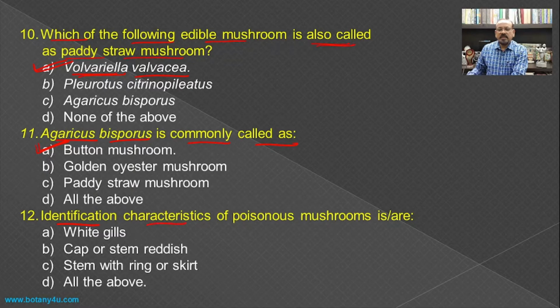Then identification characteristics of poisonous mushrooms are: if you see a poisonous mushroom, then they are white in the gills part. Then the cap or the stem is reddish from the upper side to the basidium. Then stem with ring or the skirt. So this is also an indication of poisonous mushroom identification. It means that all the above become the answer for this question.